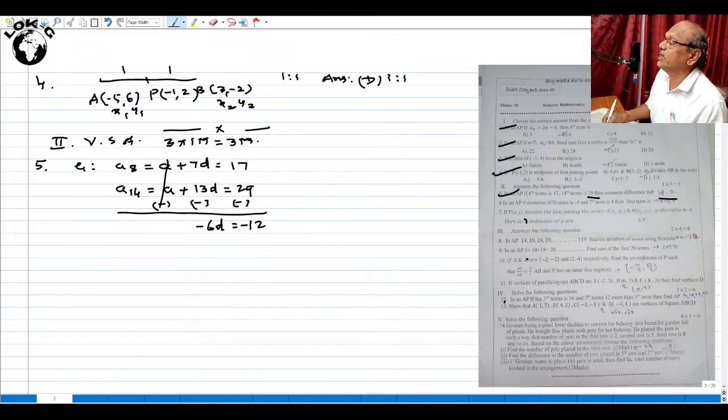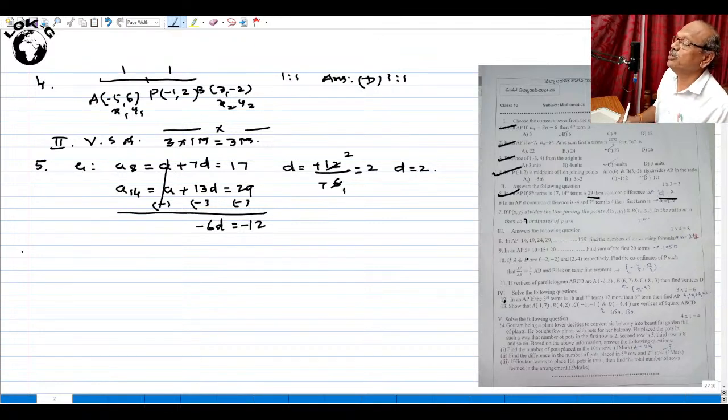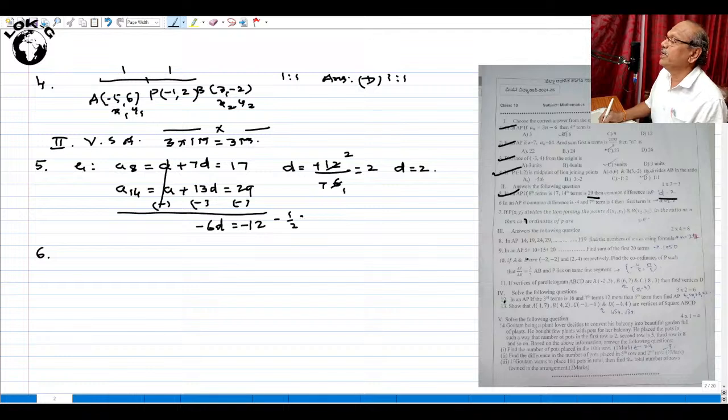You are getting minus 12. And you can take d is equal to minus 12 divided by minus 6. Minus upon minus becomes plus. You can cancel: 6 ones are 6, 6 twos are 12. The answer will be d equal to 2. Verify your answer. This is a 1 mark question. Generally for writing the linear equations, you will get a half mark. The remaining half mark will be given for calculation of d. Like this, they will divide the 1 mark into 2 parts.